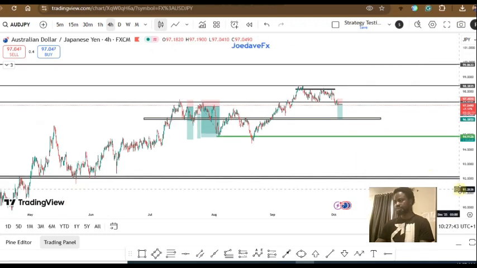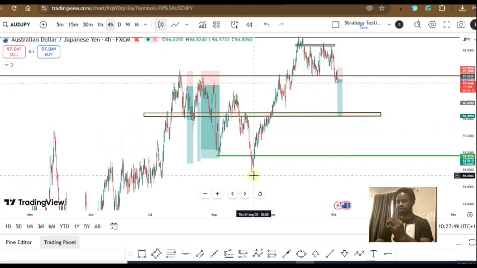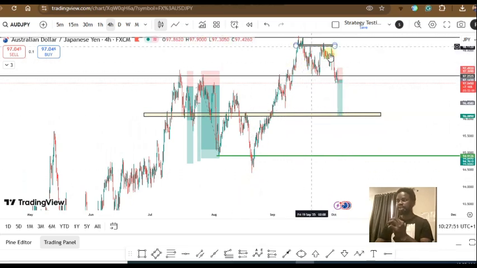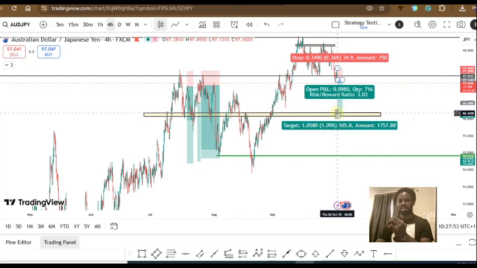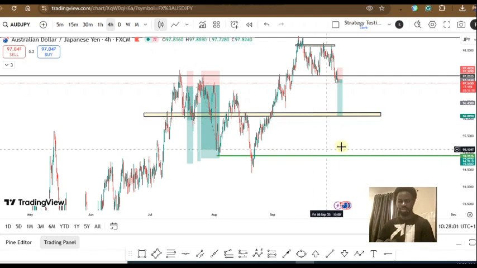Now, if you look at my target here, where I'm targeting is actually 50% of this move to this high here, a 50% retracement of it, and that is me using the Fibonacci tool. One of the tools that also helps you identify the direction of the market is the Fibonacci tool. You need to learn how to use the Fibonacci, how to trade with it.